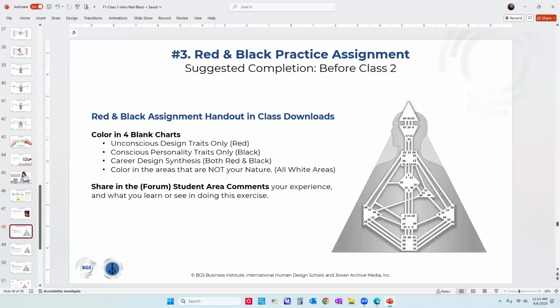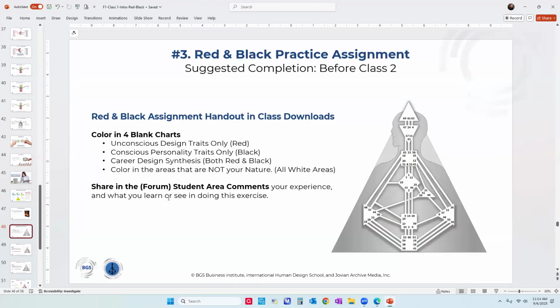You're going to do this on 4 separate blank charts, and then you'll use just a different color to show all your white areas that are not your nature. I think you will find this to be a very interesting activity. Even if some of you may understand this about yourselves, it's interesting to do it on paper. Of course, I can see it easily in the software, but to go through and color in each area and really look at it and notice it will definitely provide a first layer of insight about your design.